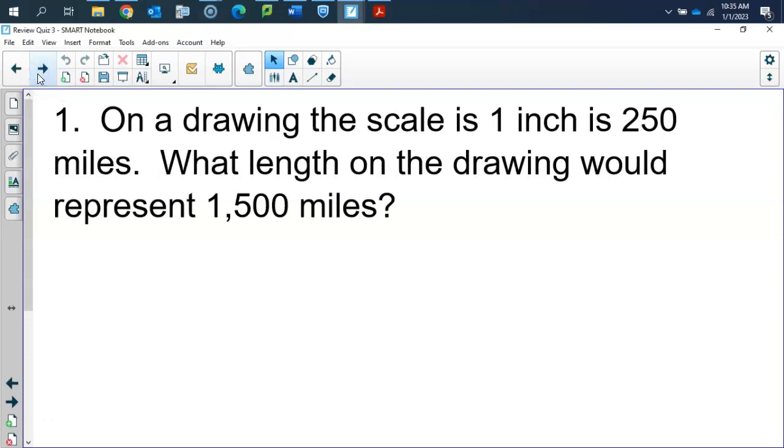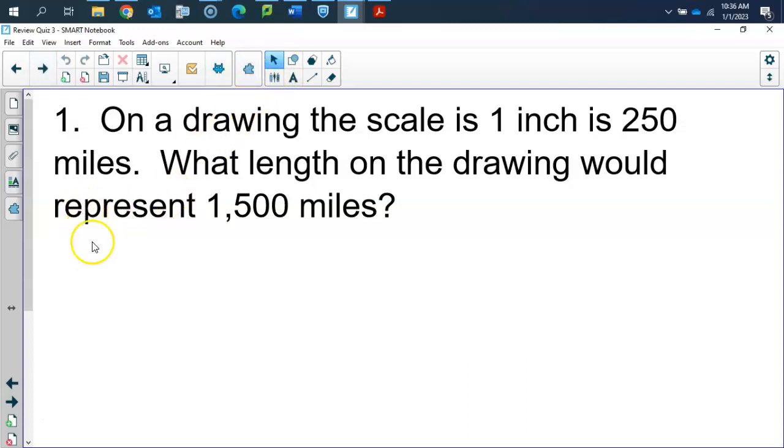All right, on a drawing, the scale is 1 inch is 250 miles. What length on the drawing would represent 1,500 miles? I would suggest setting up a proportion to solve this. Go.